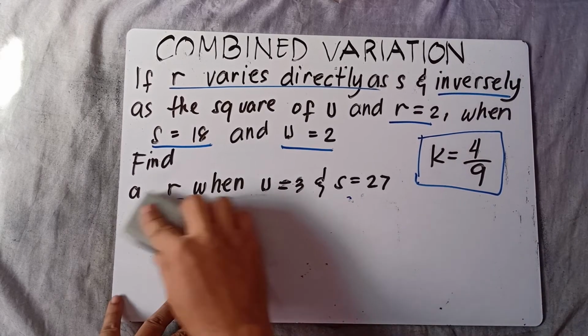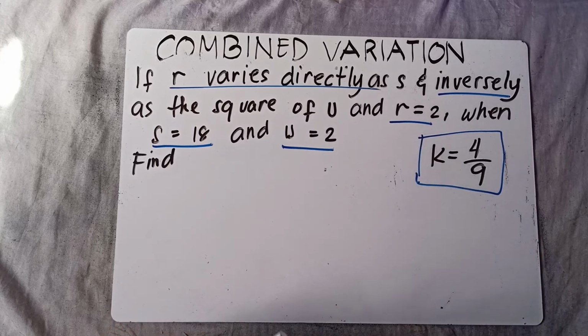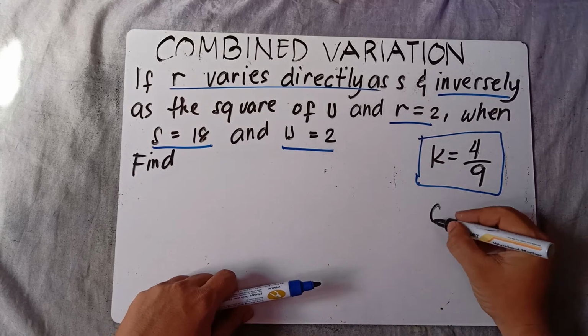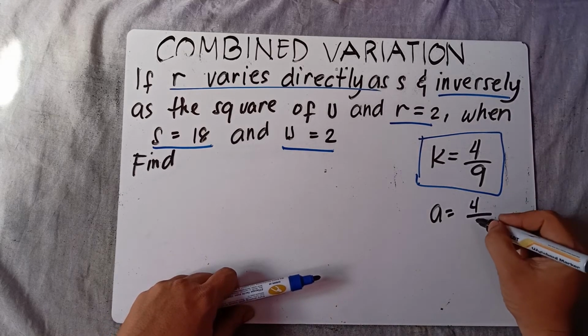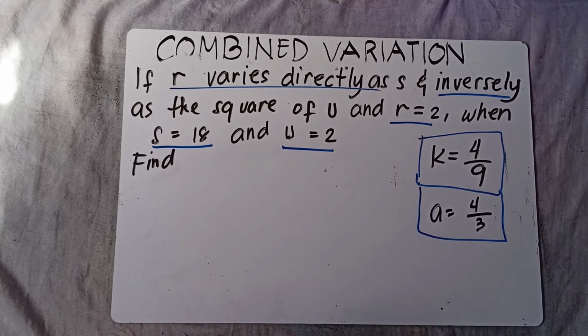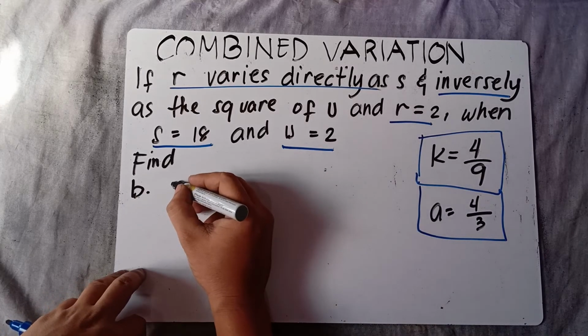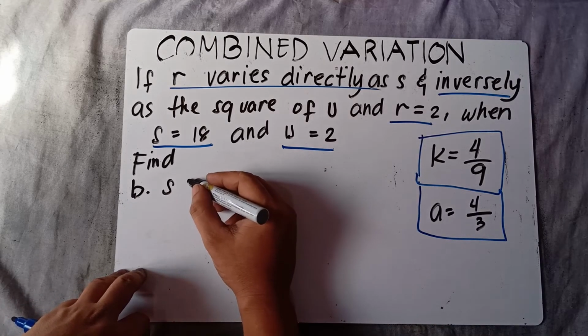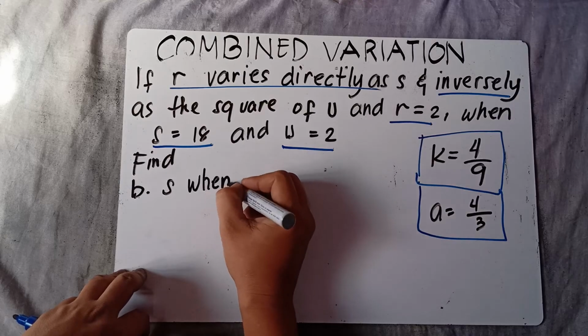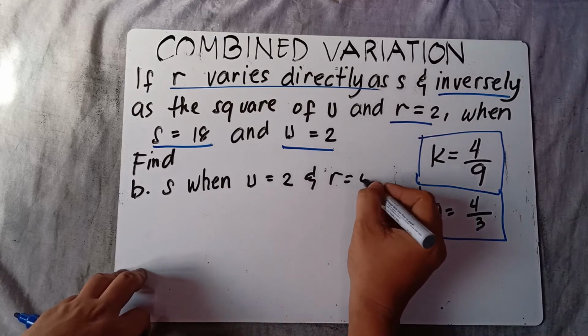So our answer for A is 4 over 3. So A, 4 over 3. So let's try to solve for B. Question B: Find S when U equals 2 and R equals 4.